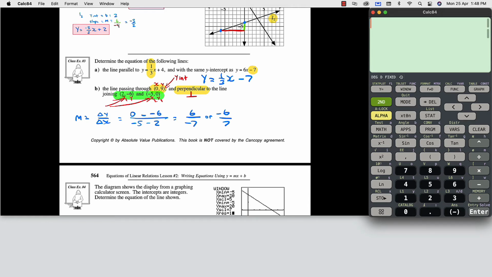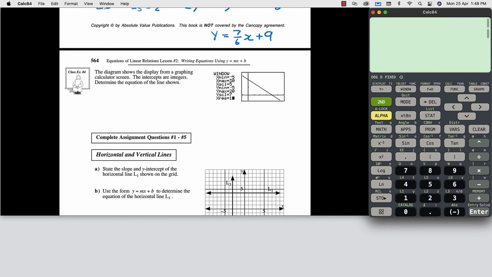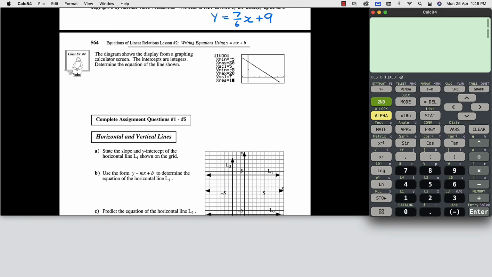So our perpendicular one, we just need to apply the rules, which is we're going to take that to make it perpendicular. I'm going to take the fraction and sort of flip it, so it's going to become 7 over 6, and it was a negative, so it's now going to be positive. I change the sign. So the equation of this new line is going to be y equals 7 over 6x plus 9. Okay, and moving on to number 4.